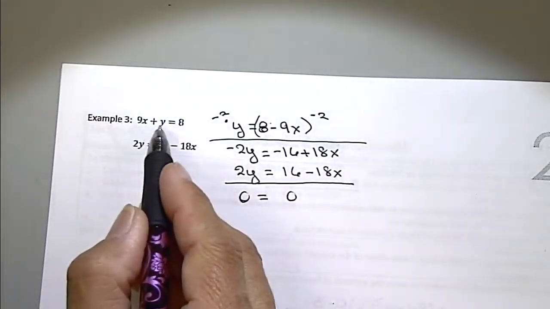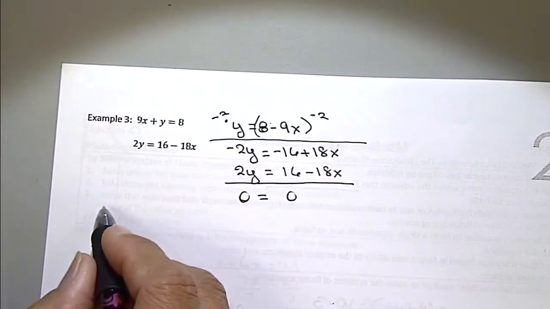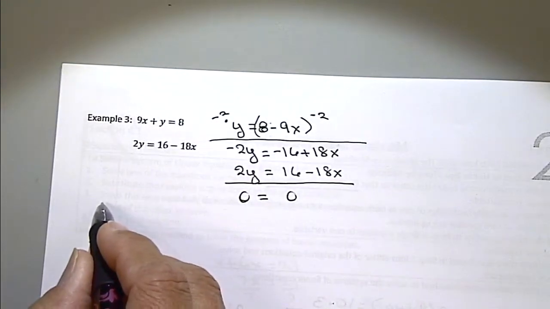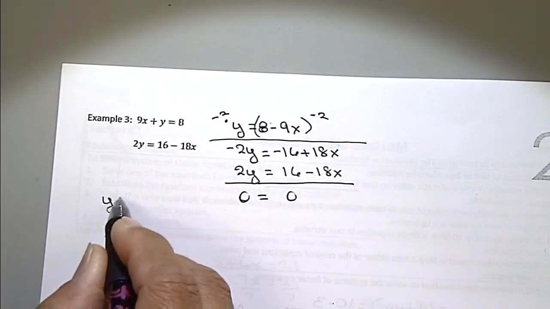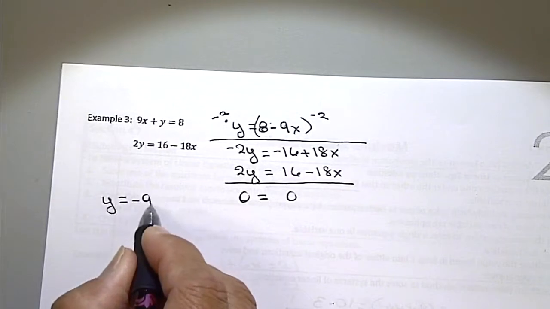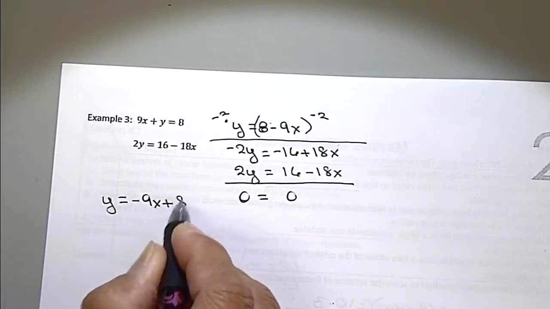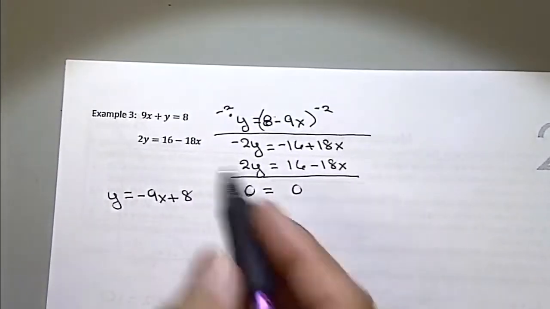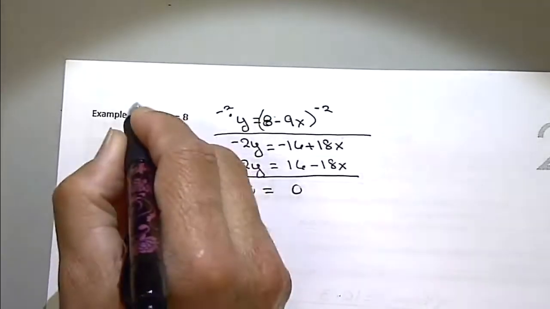I've got 9x plus y is equal to 8, don't I? And if I put that in slope-intercept format, because that's where it's easy to compare, I'm going to have y is equal to negative 9x plus 8. There's my slope-intercept equation of line number 1, right?